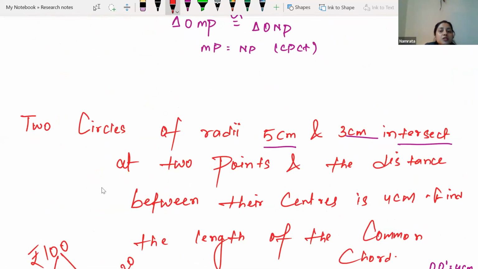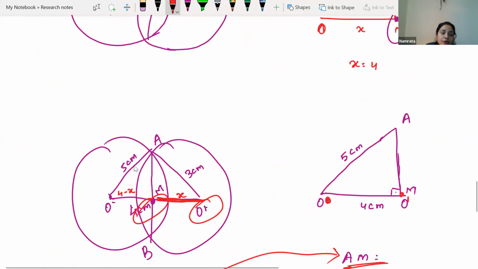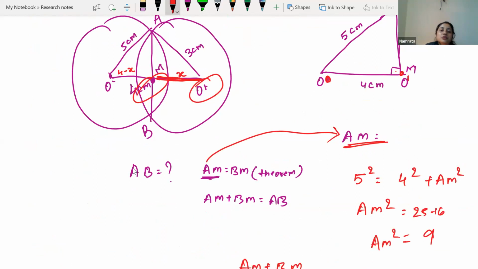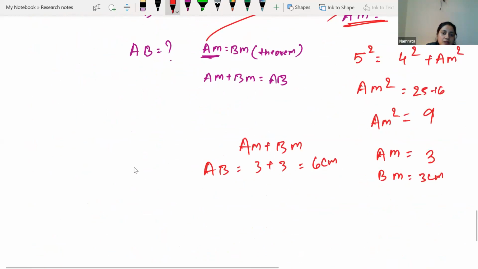Anyway, you have to do the whole process to show that X is coming out as 0, and that's why you are then applying the Pythagoras theorem directly to find the value of AM. So if you are thinking that we don't need to do this much, we just need to do the last part, no, you have to do the whole thing to show that X is coming out as 0 and O' and M is the same point. Okay, got it? Yes, ma'am. Let's move on.